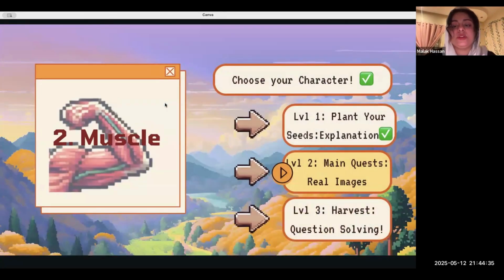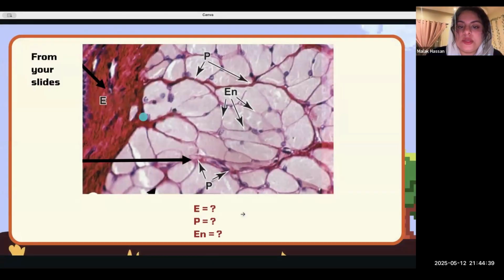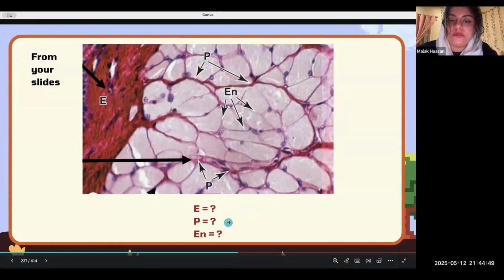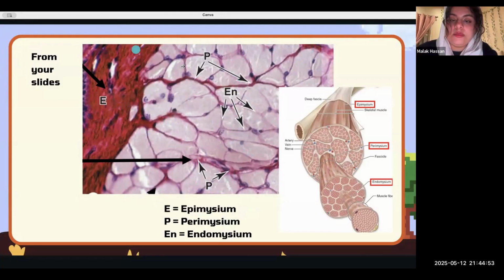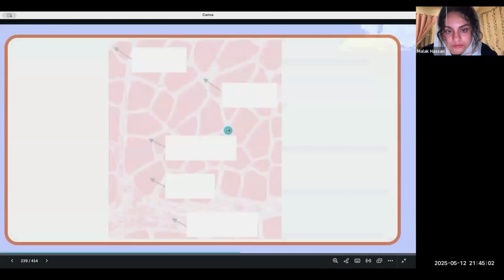Now let's look at some real images. These are going to be in question format. I've explained it, so it should be a little bit easier for you to grasp the image. So what is P? What is E? What is EN? E is the epimysium, P is the perimysium, EN is the endomysium. And this is a quick reminder in case you forgot.